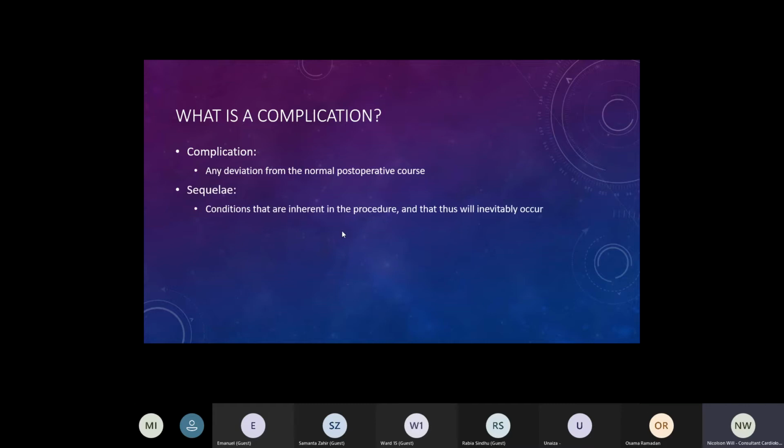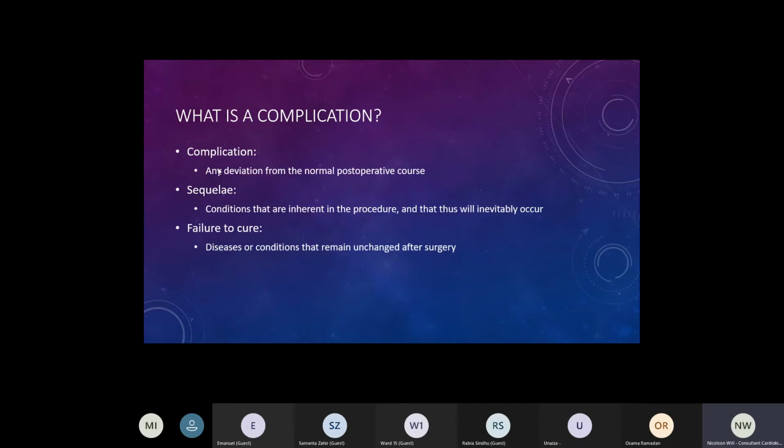But we also use the term sequelae for conditions that are inherent in the procedure and thus will inevitably occur. So pain from their sternum is a sequelae of the operation as opposed to a complication of the operation. So it's helpful to have terms that describe different things. And there is one more thing to bear in mind, which is failure to cure.